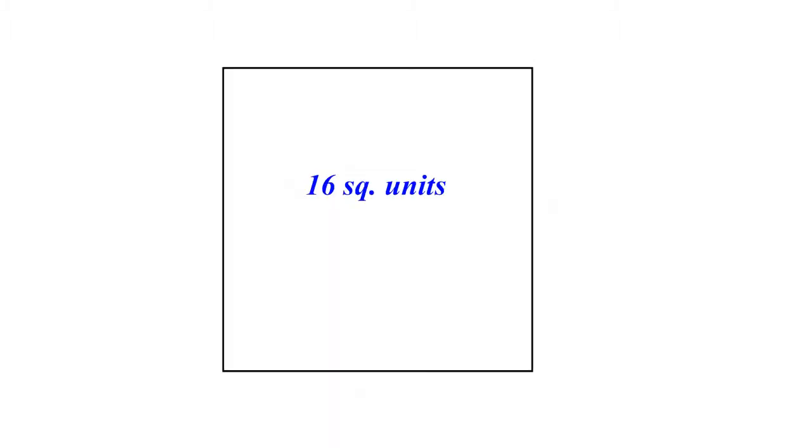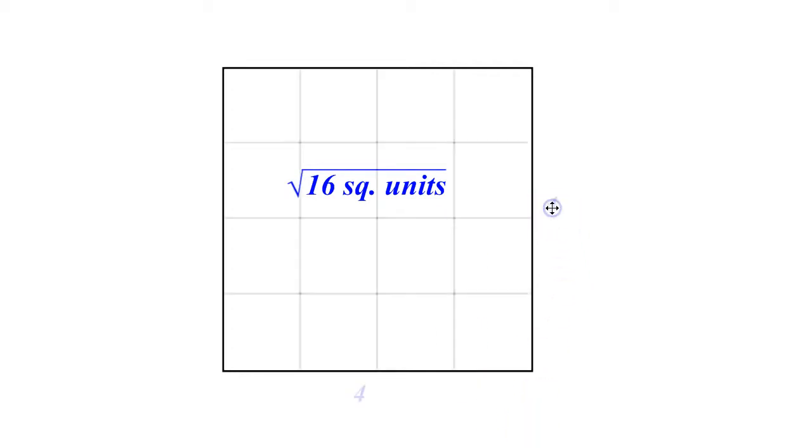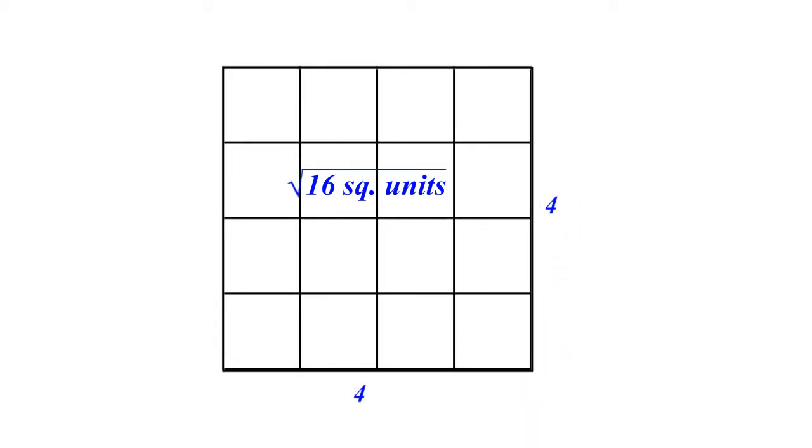Conversely, if we are given the area of a square, we can determine its side lengths by determining what number squared would equal its area. This is referred to as taking the square root of a number. So, given a square with an area of 16 units squared, we can find its side lengths by taking the square root of 16 units squared, which will give us an answer of 4 units for the side lengths.